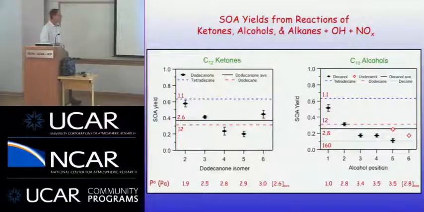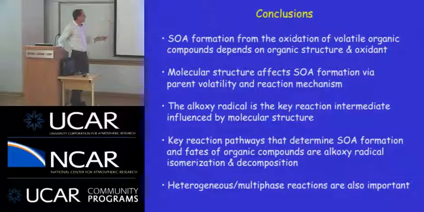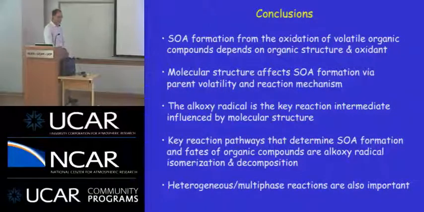So we can essentially explain these results simply based on the branching between alkoxy radicals decomposing and isomerizing. With that, I'll end and summarize: I think from this you can see that there are very strong structural effects of molecules on their tendency to form aerosol during this sort of chemistry. And it depends, in truth, not only on the particular organic structure, but also the oxidant. These effects are both due to the volatility of the parent compound as well as the subsequent chemistry, and in particular, how it affects alkoxy radicals, which are the key intermediate.